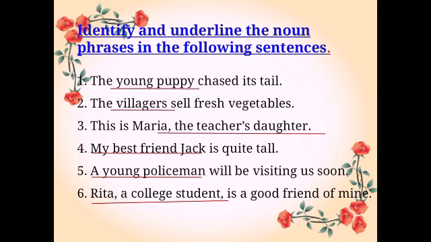Now I will give you an exercise. You have to identify and underline the noun phrases in the following sentences. The young puppy chased its tail. Okay, to find the answer, you just think of the verb over there. What is the verb? Chase. Who chased its tail? Yeah, that's it. The young puppy. So that is the answer. The young puppy is the noun phrase.